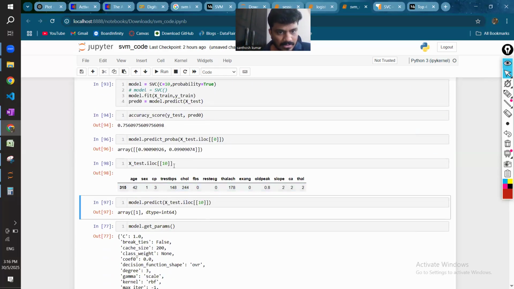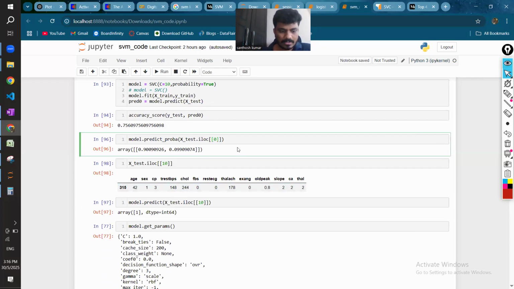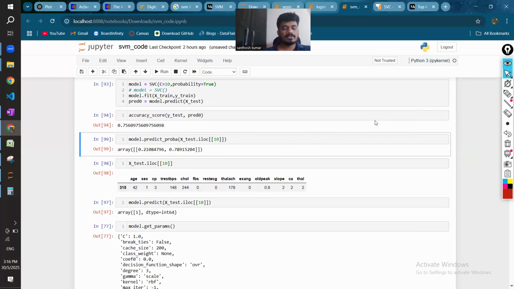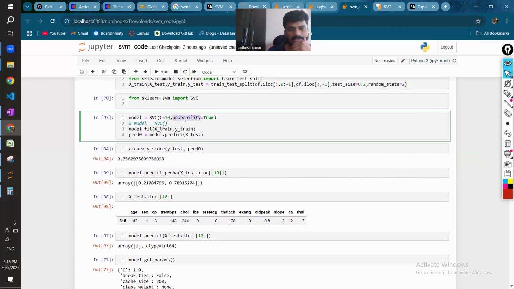Now if I pass 10 here, you see, 78%. So 78 for 1 is greater than 21 for 0. So that's why it is saying 1. So checking this probability is also very, very important. But for that, you need to put this hyperparameter as true.